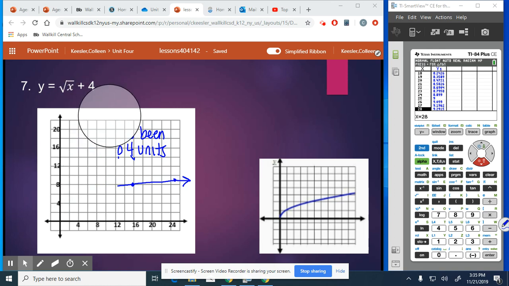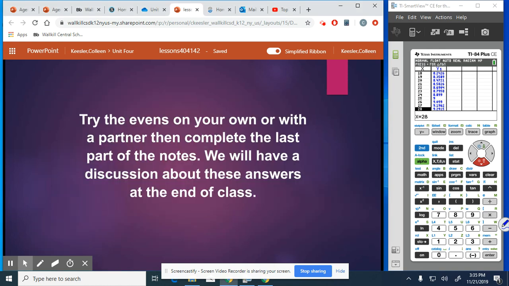All right, so hopefully you see where I'm going with this and you can try some on your own. So you're going to try the evens on your own or with a partner, then complete the last part of the notes. And at the end of the period, when I've seen that most of you are done, we'll have a discussion about the answers that you came up with.